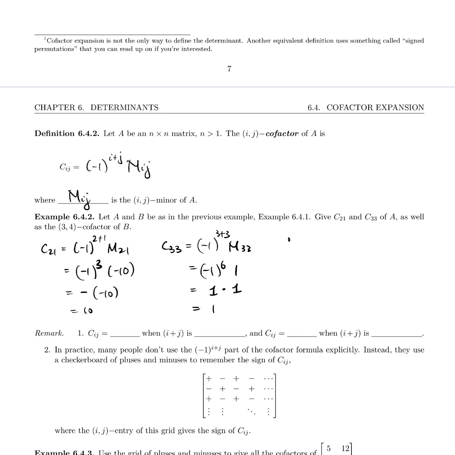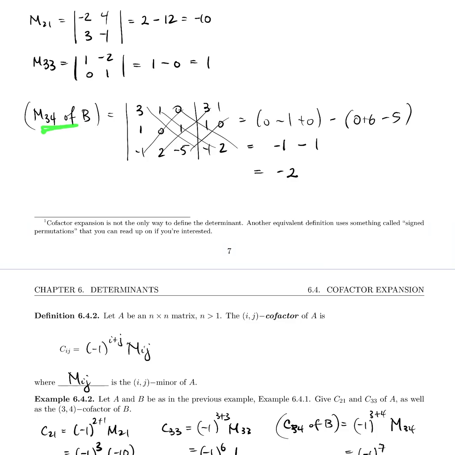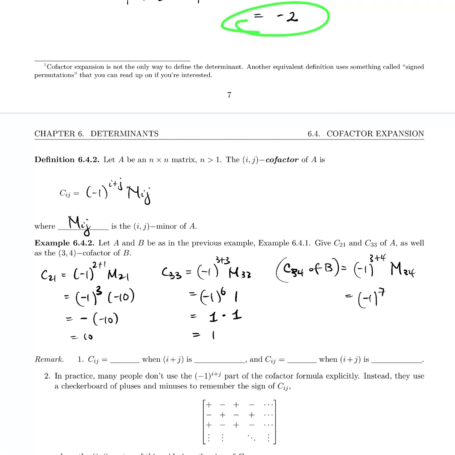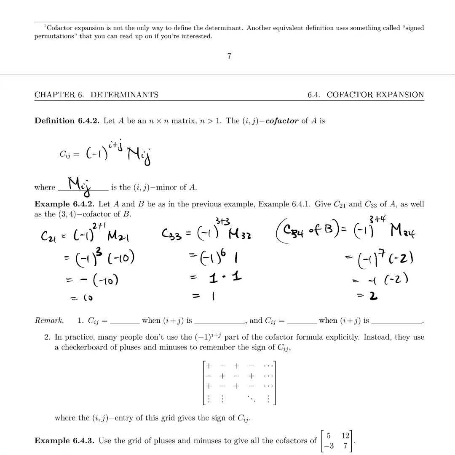And lastly, C34, the 3,4 cofactor of B. This time, not of A. So the 3,4 cofactor of B is still going to be (-1) to the 3 plus 4 times M34, where we're talking about M34 of B. That's (-1)^7, and M34 of B was -2. So (-1)^7 times -2, an odd power gives me -1 times -2, or just 2. So with the cofactors, the bulk of the work is calculating the minors.